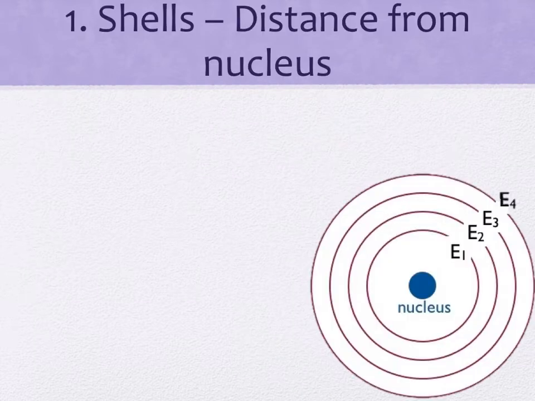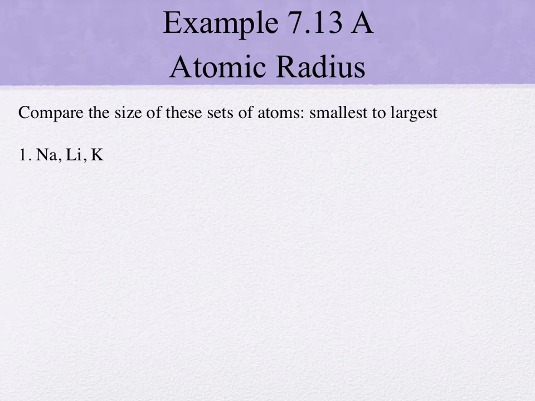The first thing we're going to look at for size is how the number of shells affects the atom, and it's really, really simple. They're like layers. Atoms have layers. Ogres have layers. The more layers you get, the bigger the atom is. So real simple. How many shells does it have? That is the predominant factor for how big an atom is. If you have a different number of shells, you know which one's bigger.